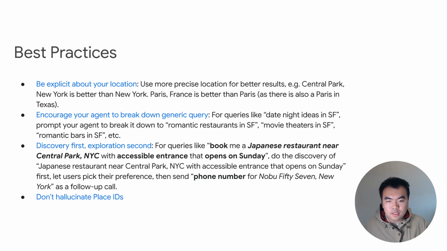Last but not least, don't hallucinate place IDs. Place IDs are important identifiers that link Google Maps platform services together. Place IDs should be fetched from tools like search places. While agents might have the ability to hallucinate IDs, usually they're not valid or might point to other locations.